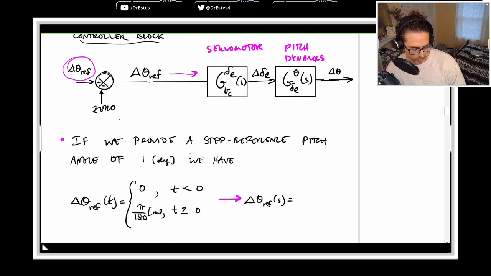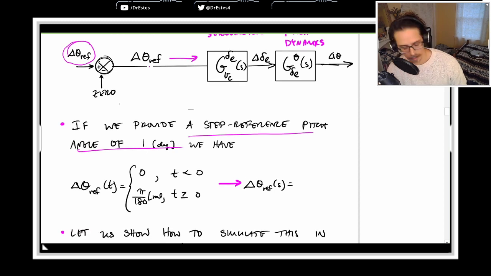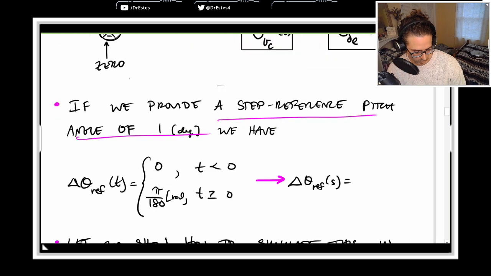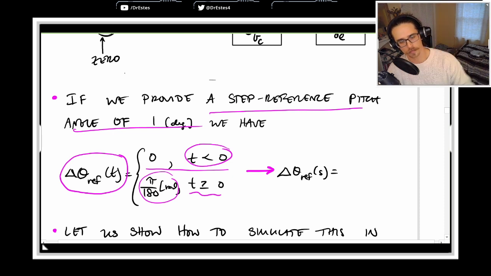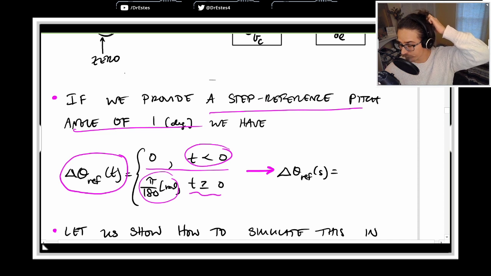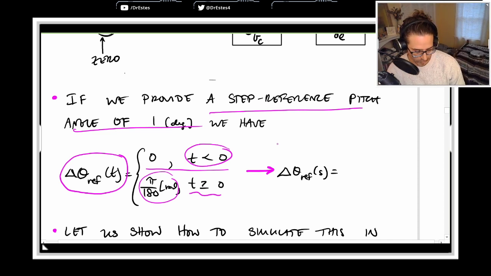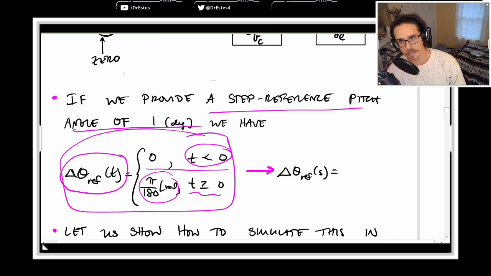Okay. So a step reference pitch angle of 1 degree. Now, usually when we talk about a step, we mean this mathematical definition. So I have my reference pitch angle. It's going to be zero for time less than zero. And then when time becomes greater than or equal to zero, I have just this discrete boom. Now the reference is pi over 180 degrees. If you take the Laplace transform of this expression in the time domain, you're going to get pi over 180, which is the amplitude of the step, times 1 over s.